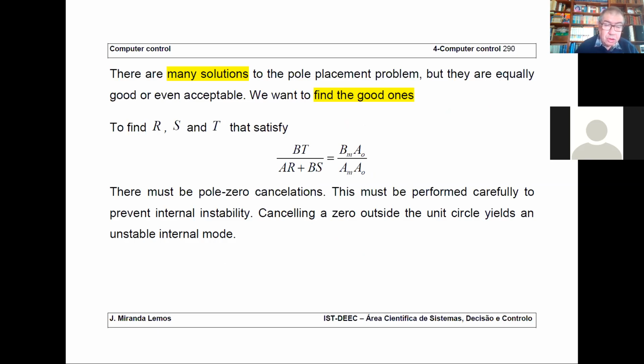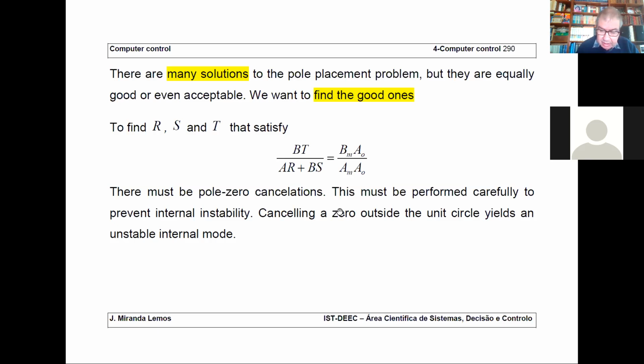Furthermore, we could have controllers of higher degrees, but we want to have a systematic way of building controllers with the lowest possible degree, so that your controller is as simple as possible. So we must be clever to solve this equation. In particular, there is this story of the fact that you cannot cancel a zero outside the unit circle. So if your plant has a zero outside the unit circle, you don't want to cancel it.